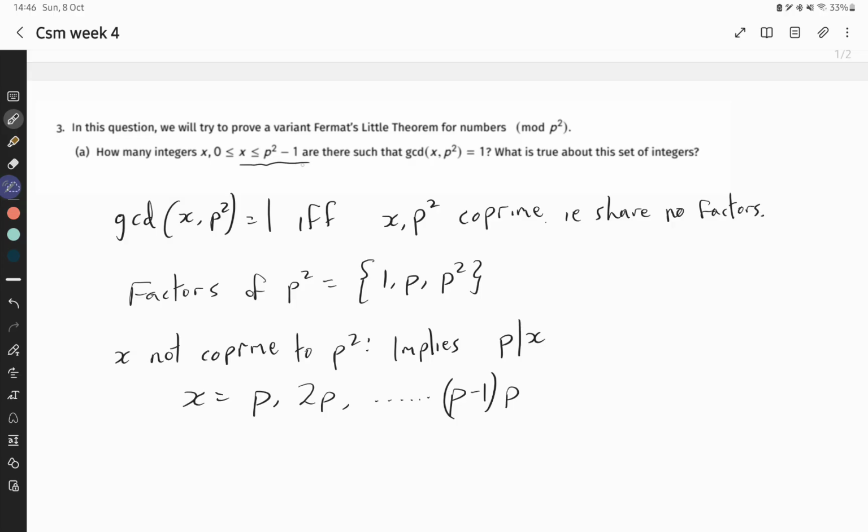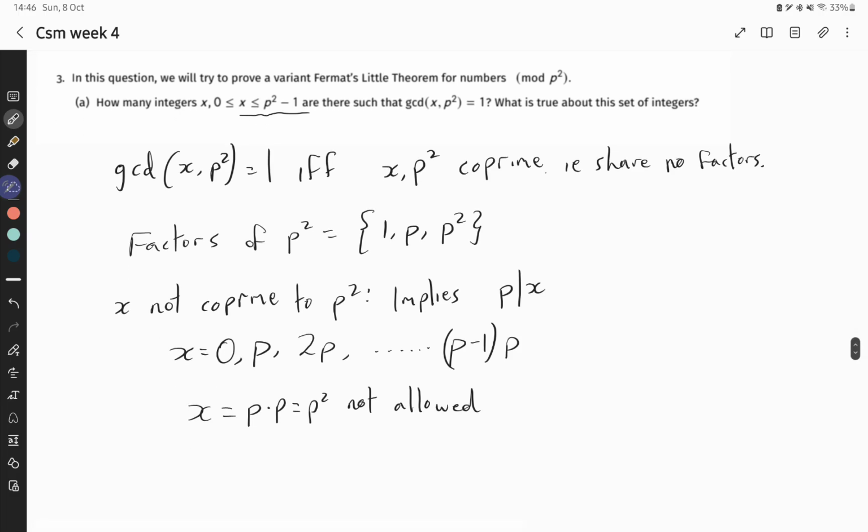Recall that because x is less than or equal to p squared minus 1, x equal to p times p, which is p squared, is not allowed. So we can have x having all of these values: p, 2p, etc., and p minus 1 times p. But we could also have x equal to 0, which I forgot earlier. So in total, it's easy to see there are p possible values for x.